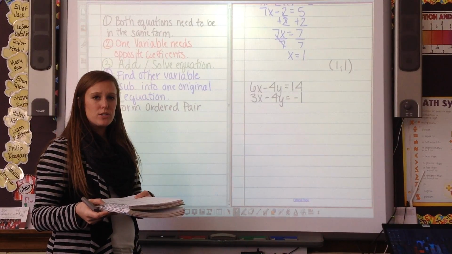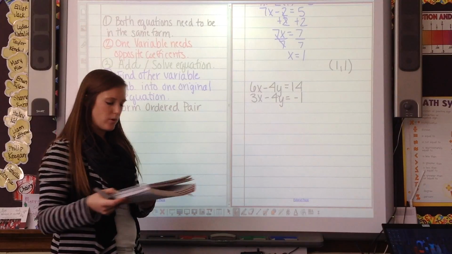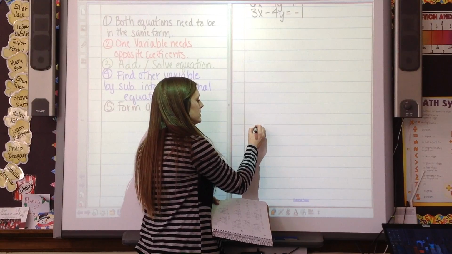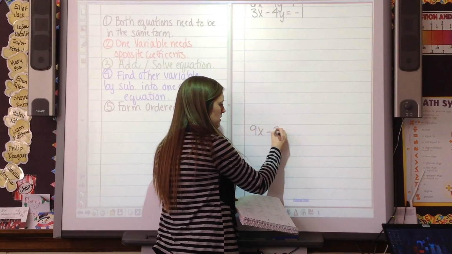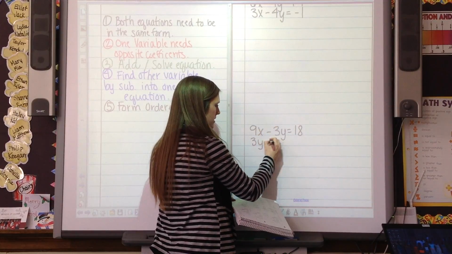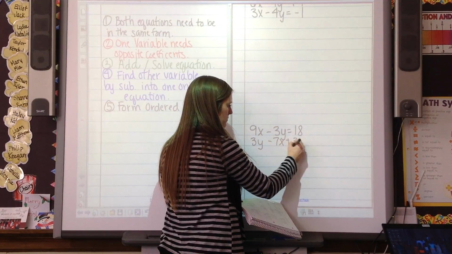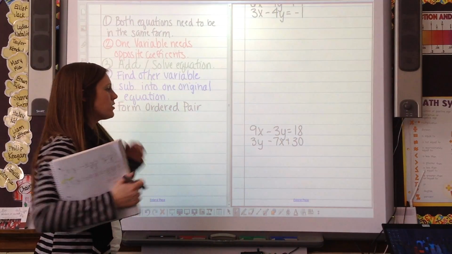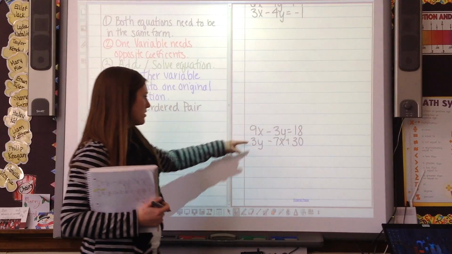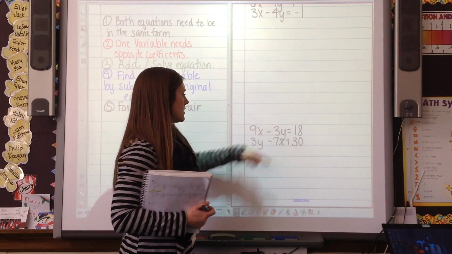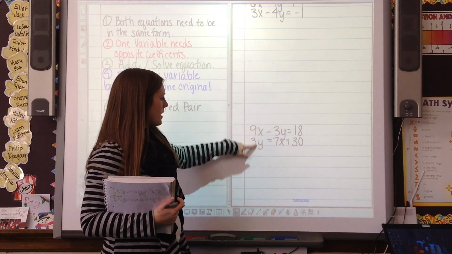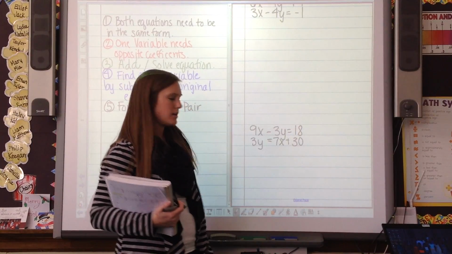This time you're going to have to rearrange the terms so they are in the same form. So let's say we have, let's skip a couple lines, 9x minus 3y equals 18, and 3y minus 7x equals 30. You cannot do step 3, add, until the like terms are stacked on top of each other. These are not like terms, these are not like terms. Oh, I forgot an equal sign. It should be an equals.